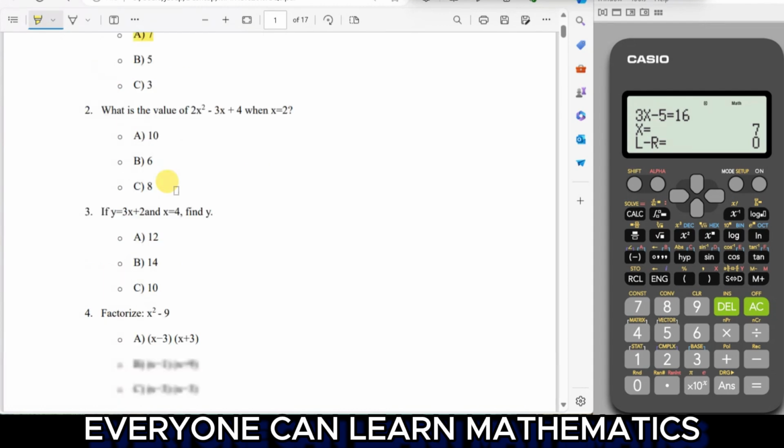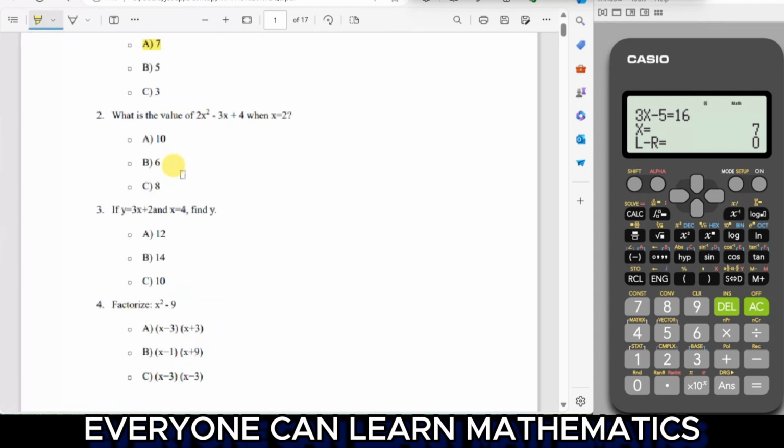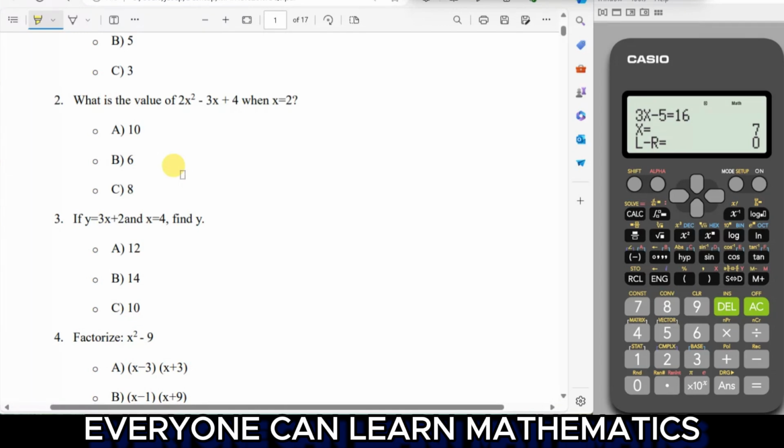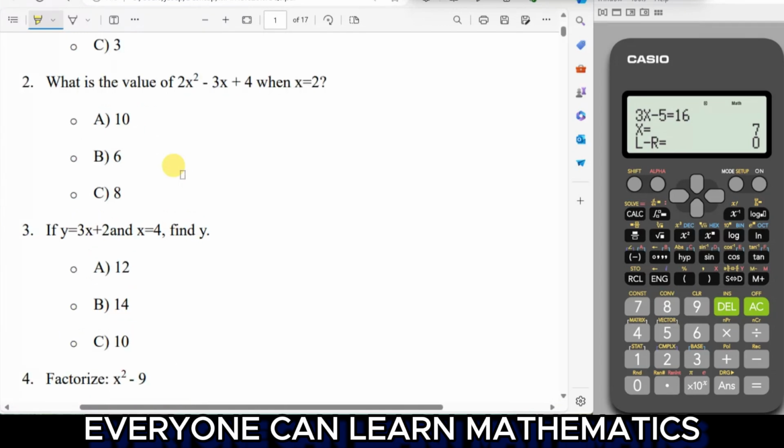Now question 2. Question 2 says we should find the value of 2x squared minus 3x plus 4 when x is equal to 2. So all you have to do is to substitute the 2 in the place of x. Anywhere you see x, you put 2 inside because it said x is equal to 2.